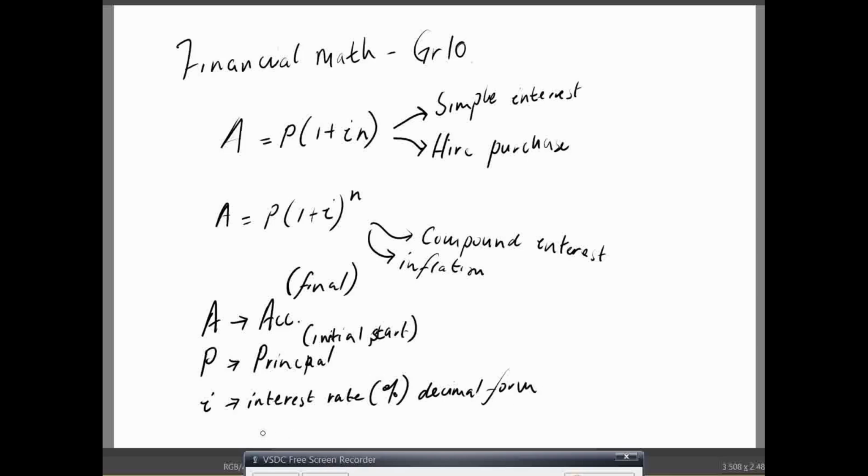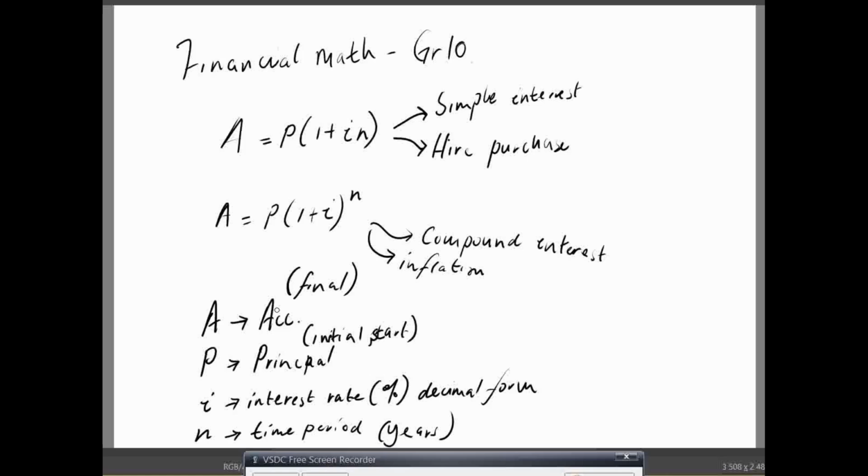And then we have an N over there. And for us, N is our time period. And our time period in years, right? So make sure we understand these formulas. What A is, what P is, what I is, what N is, and know how to use them.